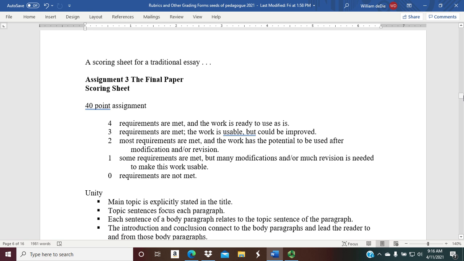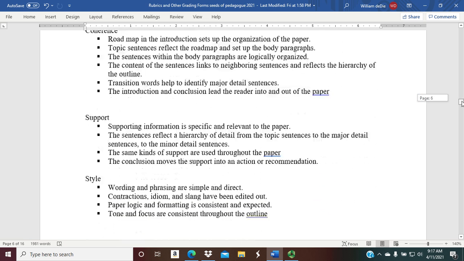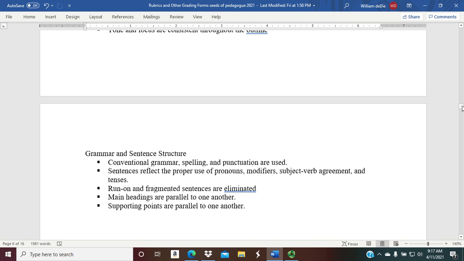If the paper is a 3, some requirements are met, the work is usable, but there are improvements that could happen. A 2, the requirements are mostly met, and the work has potential, but is going to need revision and modification. A 1, some of the requirements are met, but revision and modification are required and will probably take longer. And a 0, the requirements are not met. The categories for this are unity and coherence, support and style, and grammar and sentence structure.